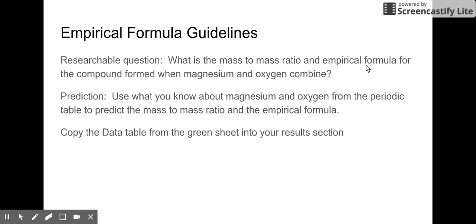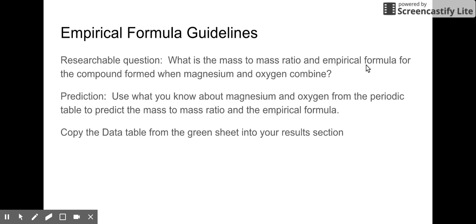So first bit of information is I'm giving you the researchable question. This is what we're trying to figure out. Based on data that we collect, what is the mass to mass ratio and empirical formula for the compound formed when magnesium and oxygen combine? So you're going to take magnesium metal, you're going to heat it up, you're going to give it enough energy to where when it combines with oxygen atoms, they have enough energy to be able to form bonds and make a compound. So that is your researchable question.